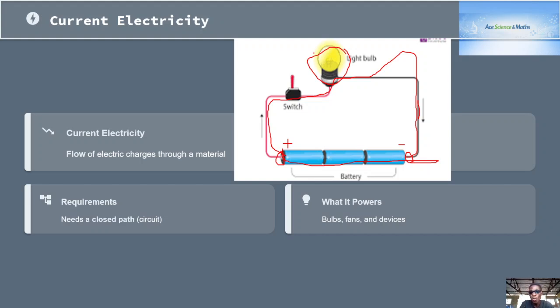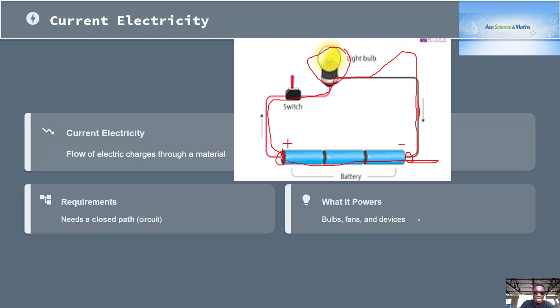It doesn't flow in a static way. It should have a continuous pathway. In this case, power from the battery moves through the wire, and when closed with a switch, it helps our devices to light up. This is the idea of current electricity.